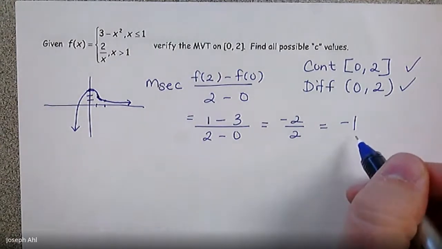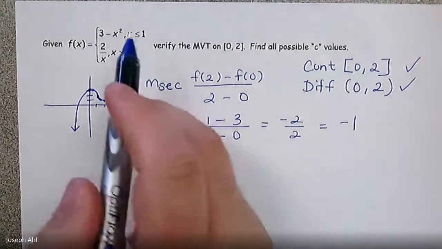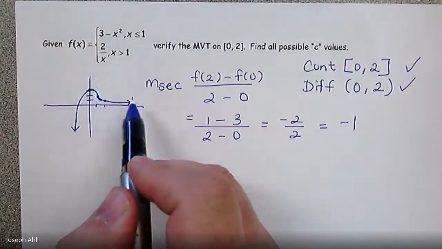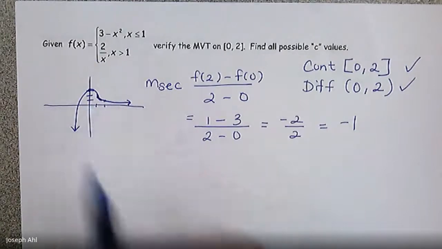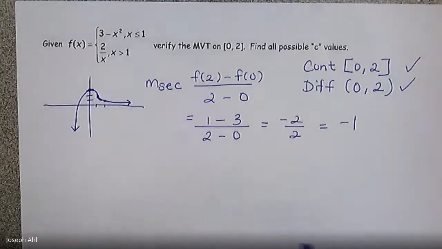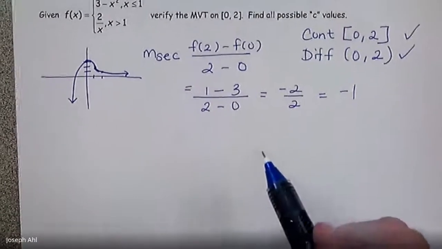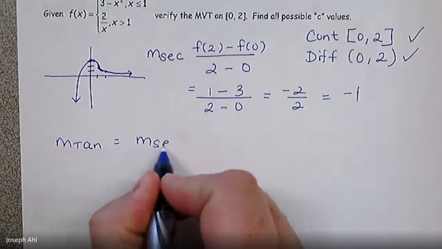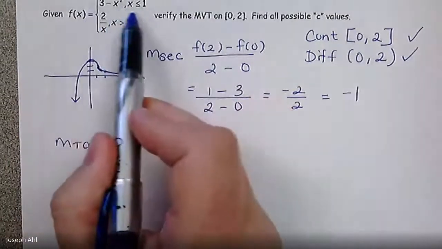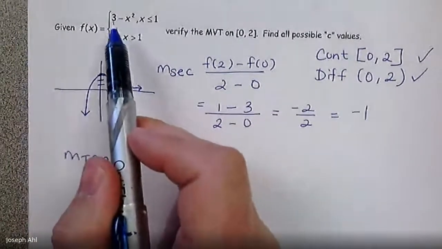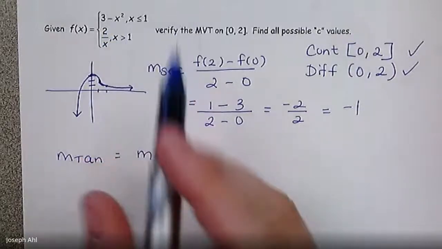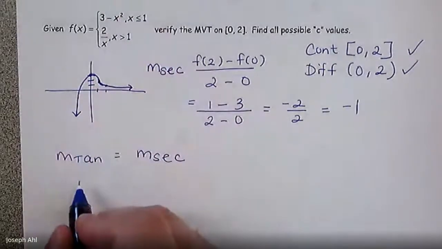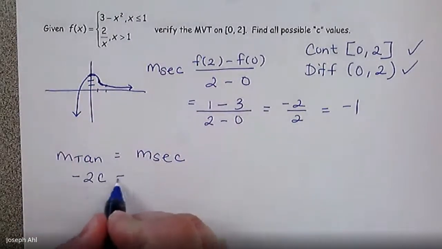Now here's the only thing we have to consider: we have these two different pieces of the graph. We have the quadratic, and then we also have the rational function over the interval from 0 to 2. So we should split this up into two different scenarios. Okay, does the slope of the tangent equal the slope of the secant at all over 0 to 1 for the quadratic function? So what's the slope of the tangent there for that first piece of the function? If we find the derivative there at c, it would be negative 2c.